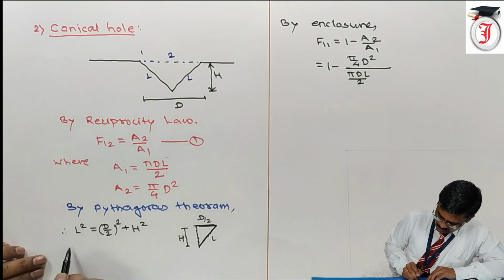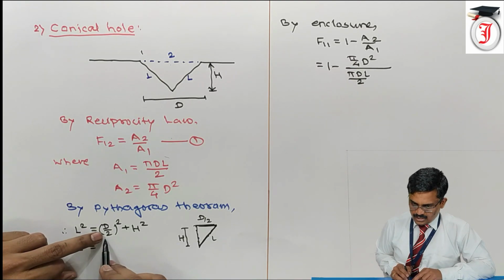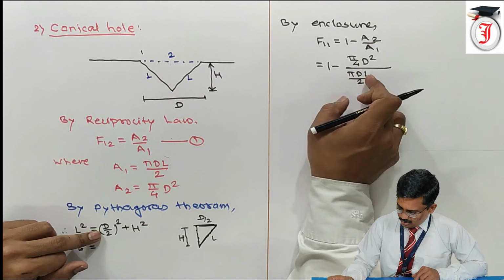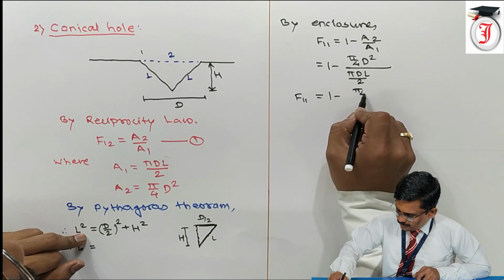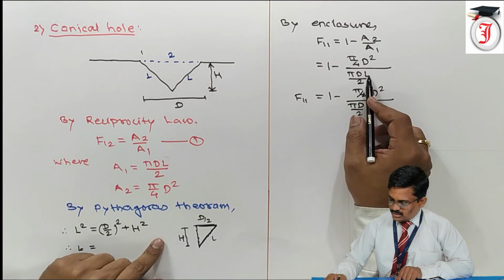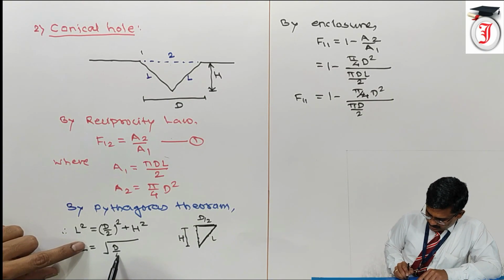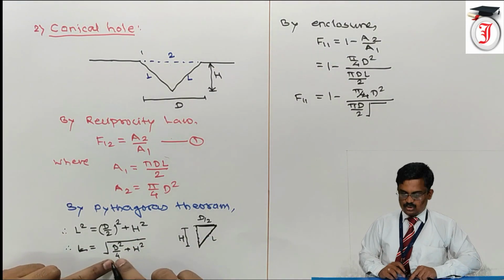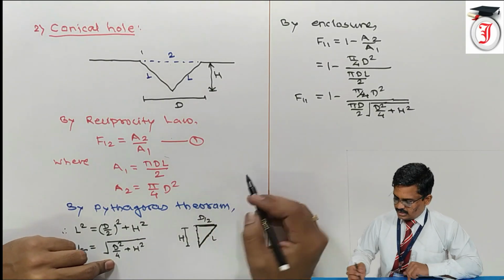We have to calculate L, which is equal to under root of d square upon 4 plus h square. So F11 is equal to 1 minus pi by 4 d square upon pi d by 2 into bracket, where L is equal to under root of d square by 4 plus h square. So simplify this term.